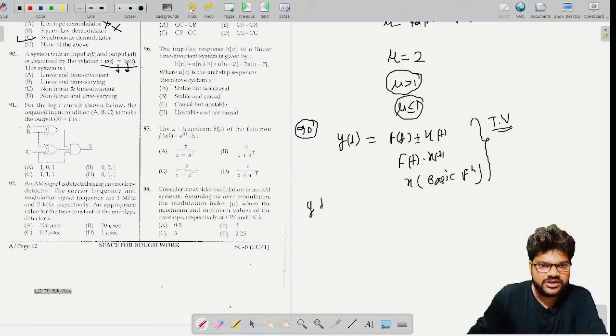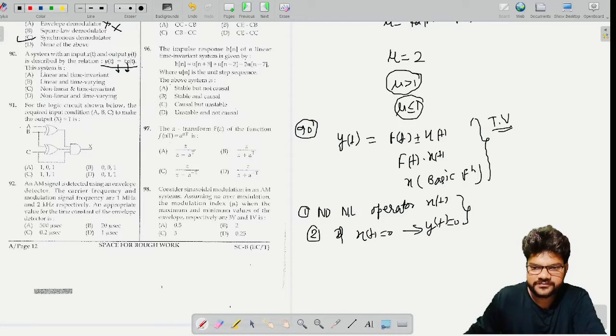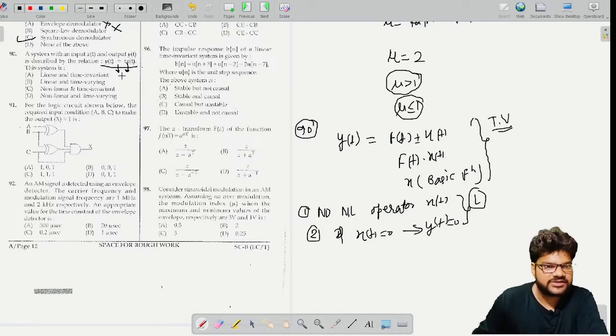Similarly for linearity, there were two conditions for checking linearity or non-linearity. The first condition is that there should be no non-linear operator on xt, that is on the input. The second condition was, if you put xt equals 0, then you should get output equals 0. If these two conditions are satisfied, then you can directly conclude that the system is linear. So with this, let's go to the question. The question is yt equals t into xt.